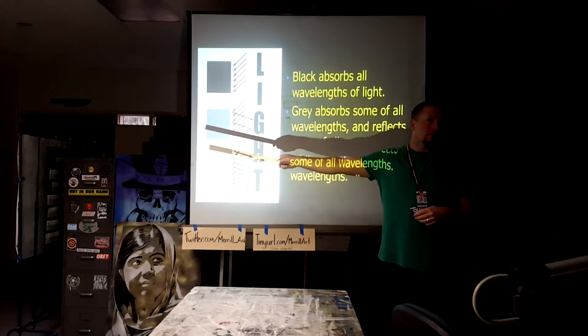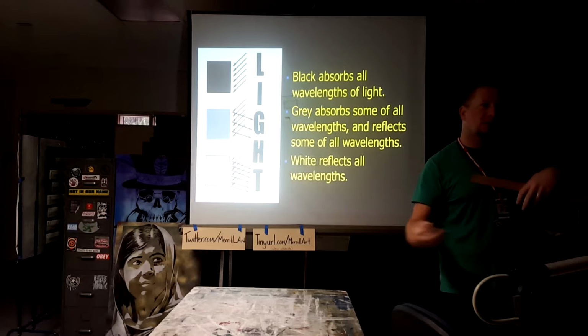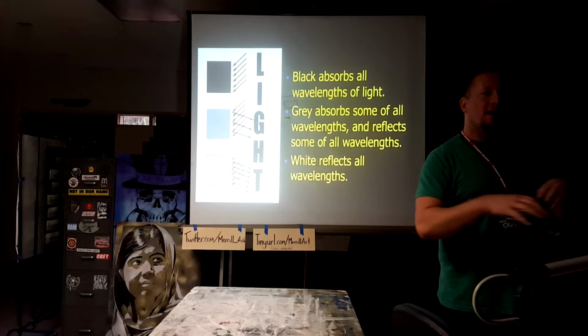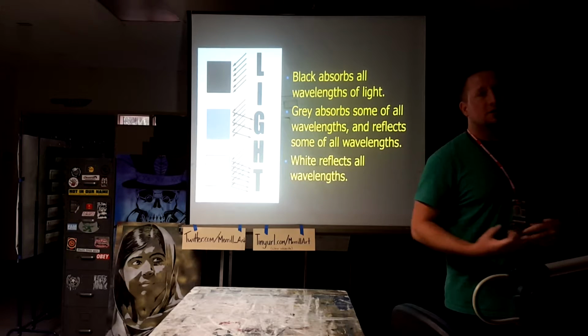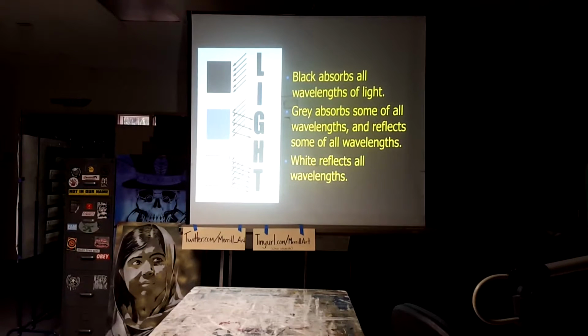With gray, you're getting a little bit of reflection and a little bit of absorbing of every wavelength. So that's all the colors, right? Just a little bit of each coming back to your eye. And with white, it's everything being reflected. All right. Does anybody have any questions so far?